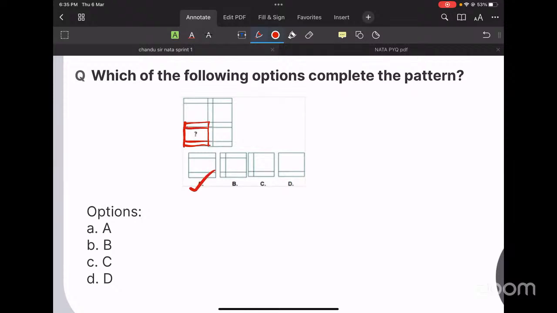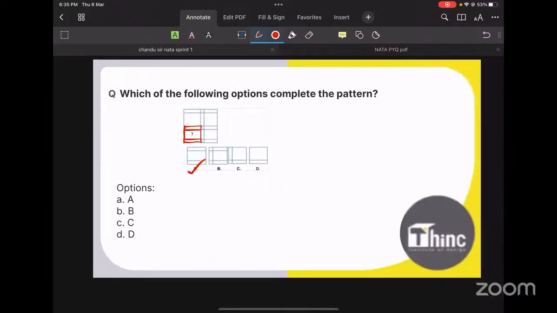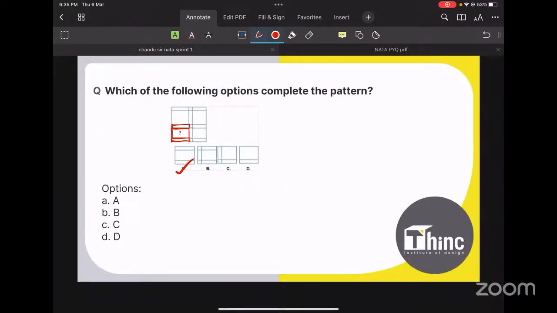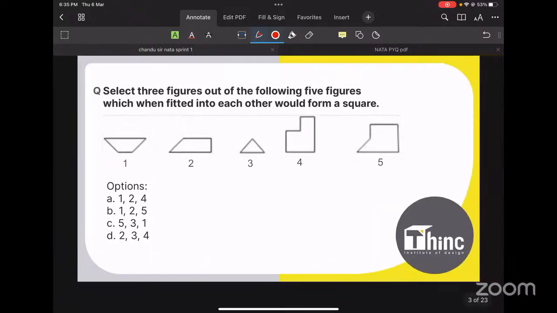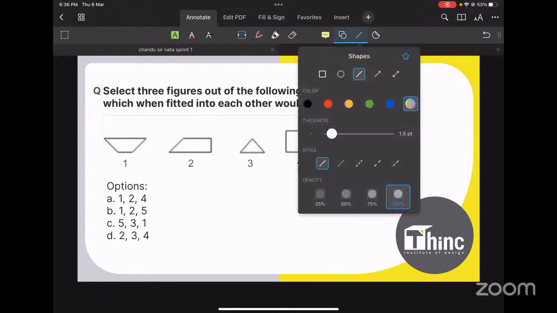You can put your response in the chat, because these will act like a mock test. Saurav Gupta has given it right. Very good, Saurav. Next question: select 3 figures out of the following 5 figures which, when fitted to each other, would form a square. This question is from the area of shape formation.